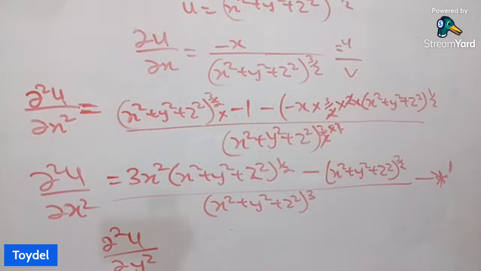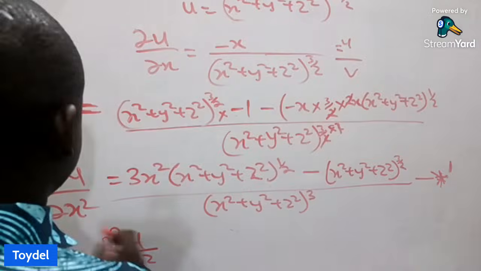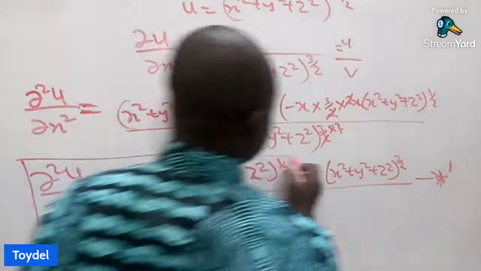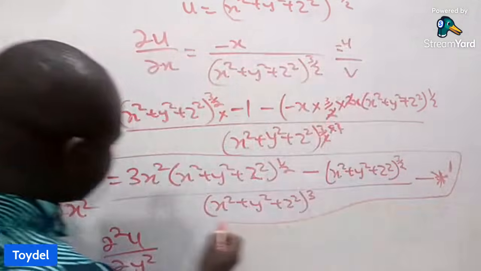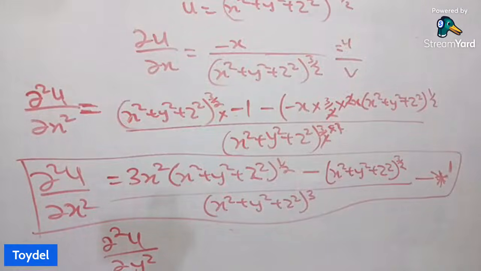So we have gotten the value. I want us to note this: this is the value of ∂²u/∂x². So I want to go ahead and do it for y. It will still be the same thing. I believe it is going to be the same, so let's go ahead and do that of y.